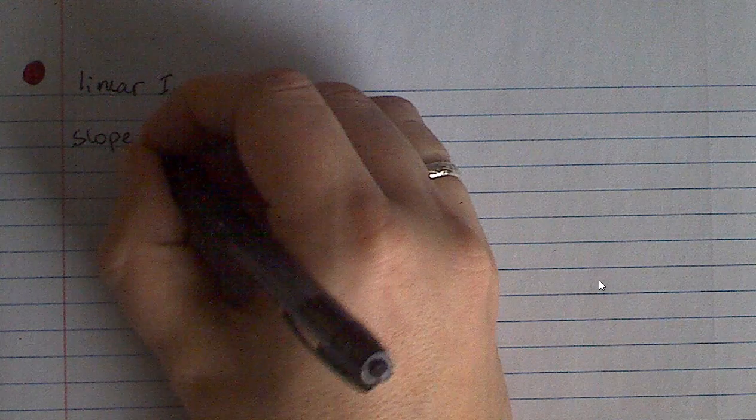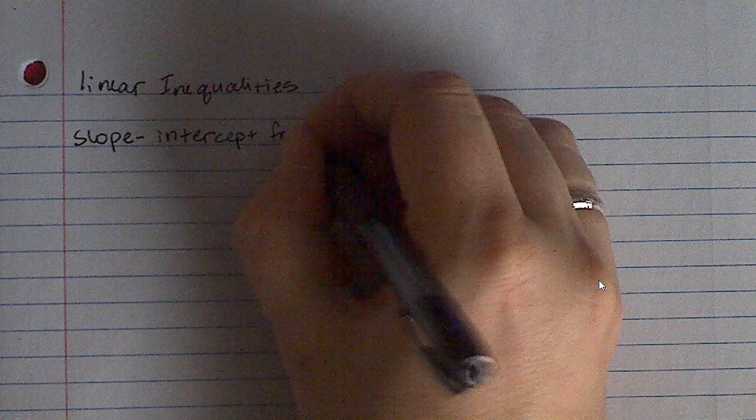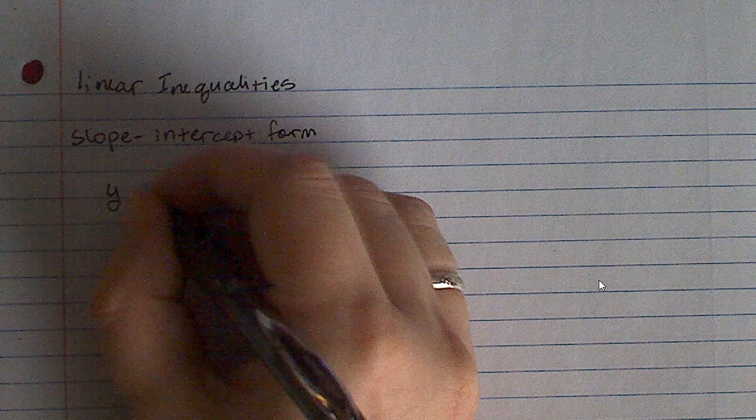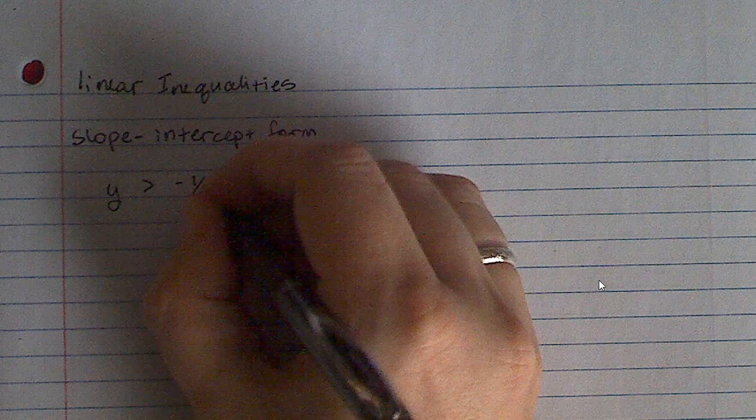So, let's take a look if they're already in slope-intercept form, how they're going to look, and then what you need to watch out for. So, in slope-intercept form, a linear inequality is different from an equation in that instead of having it be equal to, it's going to be greater than or equal to, less than or equal to, greater than or less than. So it'll look like, let's say y is greater than, let's do negative 1/2 x plus 2.